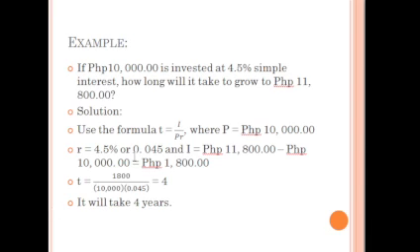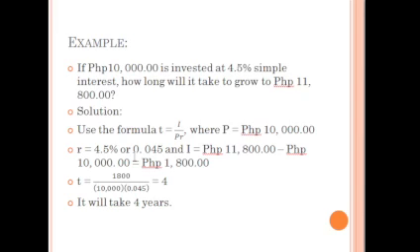Okay, another example here. If 10,000 pesos is invested at 4.5% simple interest, how long will it take to grow to 11,800? So we will use the formula T is equal to I over PR, because the question is how long will it take? So that denotes time. The principal here is 10,000, and the rate of interest is 4.5%, or we convert that to decimal. We move the decimal point 2 places to the left, and it becomes 0.045.